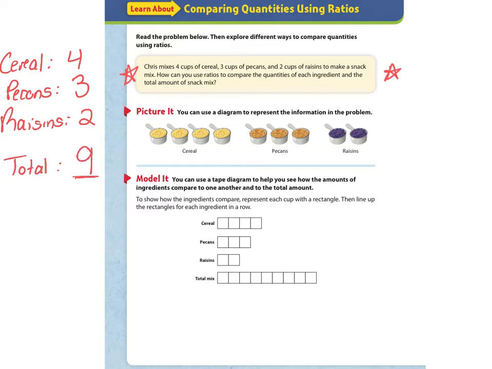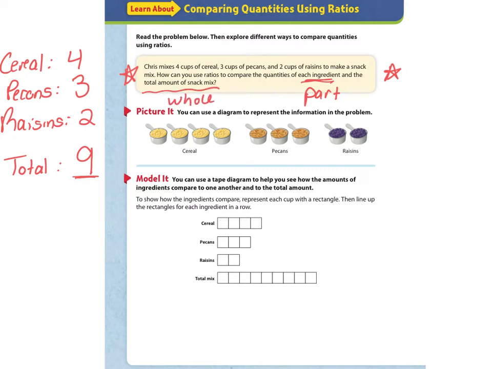Okay, I have not even looked at the question that's actually being asked here. I'm just going through, what am I given? What do I know? So how can I use ratios to compare the quantities of each ingredient and the total amount of snack mix? So we're talking about each ingredient, that is going to be a part, and we're talking about the total amount, that is a whole.